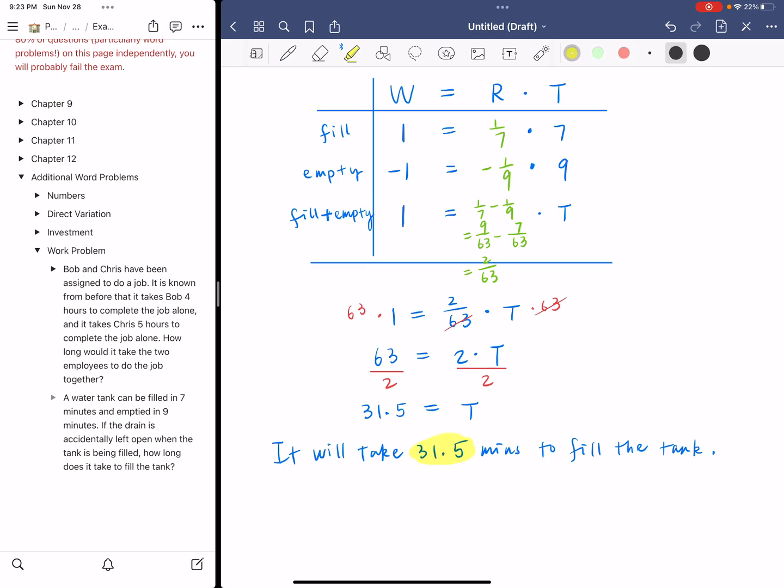And of course, there are other ways to solve this problem, but I'm just trying to show you a universal way to solve any kind of word problem that you might encounter on your final exam. And good luck on your final exam.